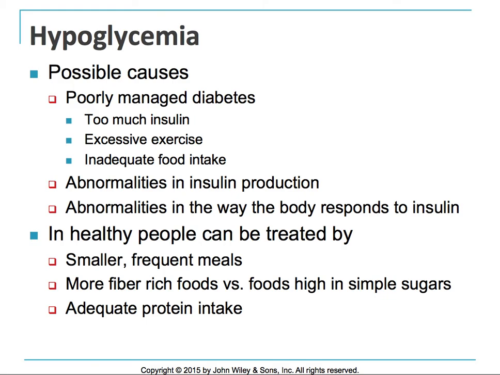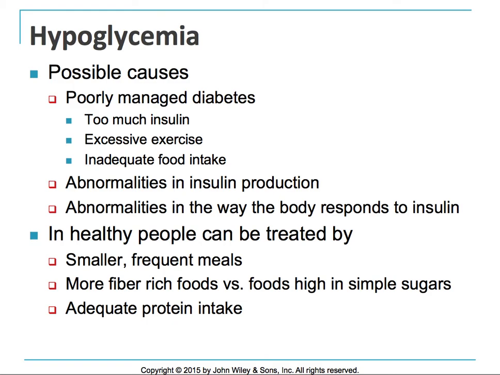We have hypoglycemia. Hypoglycemia refers to very low blood sugar. Hyperglycemia would be high blood sugar. So, hypoglycemia is very low blood sugar. Possible causes include poorly managed diabetes. This might be if an individual takes too much insulin, right? And what's too much insulin going to do? It's going to cause too much of that glucose to be pulled up and stored as glycogen, and not enough is going to be circulating in the blood. It can also be excessive exercise or an inadequate food intake.